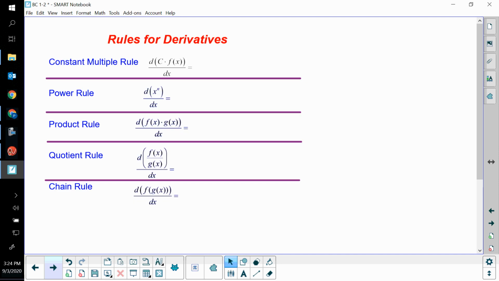Just a review of some derivative rules. If you have a constant in front of a function, that is the same as if you pull the constant out and then do the derivative of the function. So if you have 7 times x squared, you could ignore the 7, do x squared's derivative, and then multiply the 7 back in. Our power rule, the exponent comes out front. The new exponent is just one less.